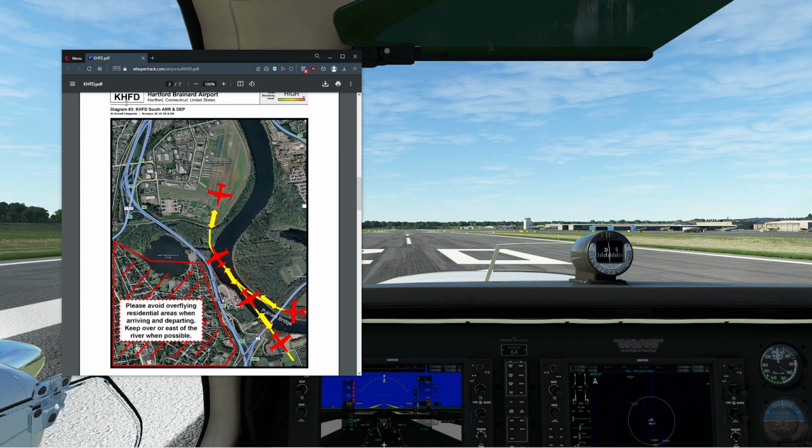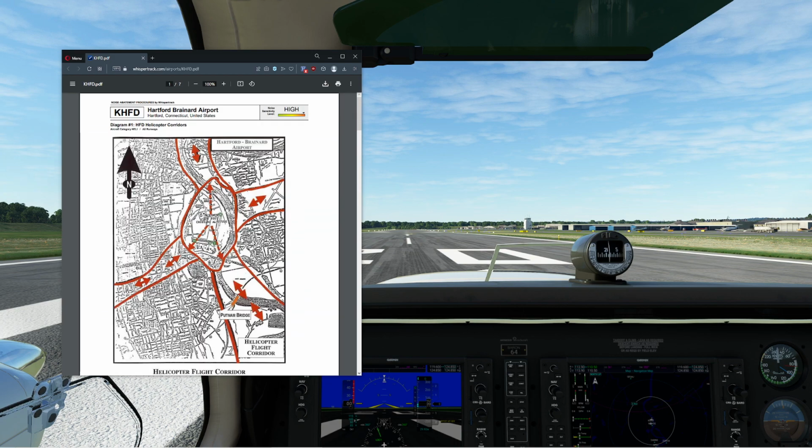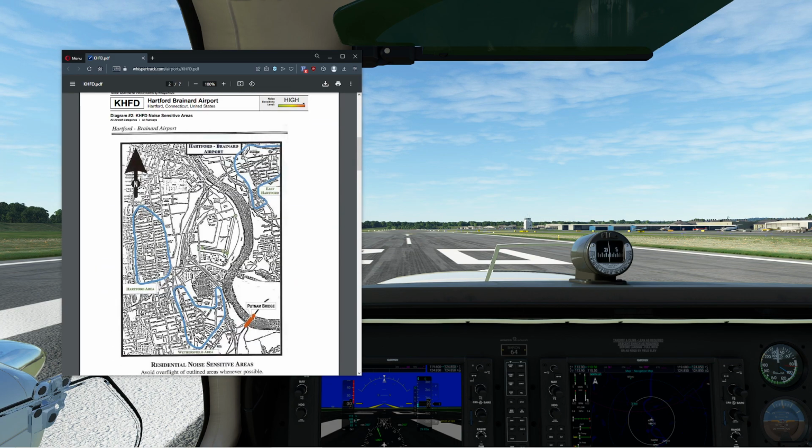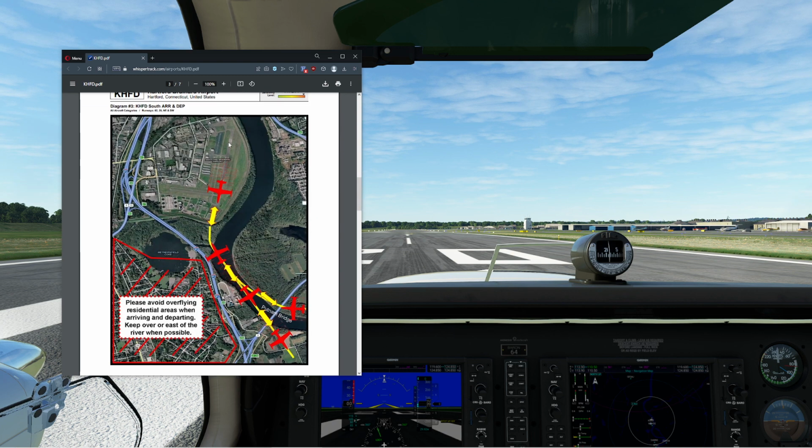So what we can see here is WhisperTrack, by the way, a pretty cool little website that gives you the ability to take a look at these. They do a neat little report here where they talk about all the noise-sensitive areas. Yes, we're flying out of Hartford Brainerd here. I may have beat this piece of tarmac up just a little bit in the real world, but that's okay.